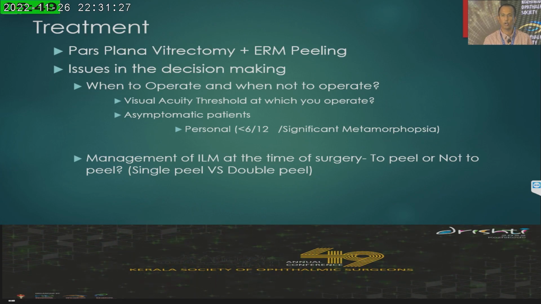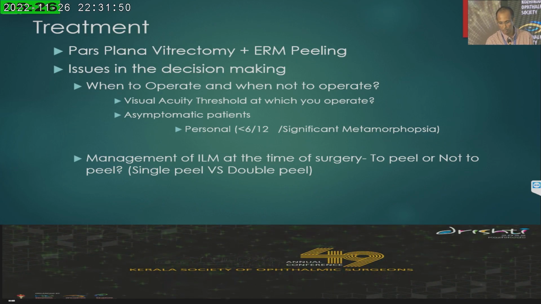There are a lot of differences from surgeon to surgeon as far as this is concerned, but personally speaking, I usually have a visual threshold of about 6/12. I don't operate when the vision is better than 6/12, but that can vary. And significant metamorphopsia is another probable indication when we would decide on peeling that.